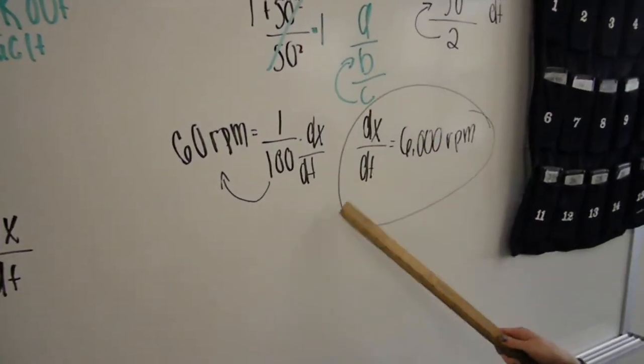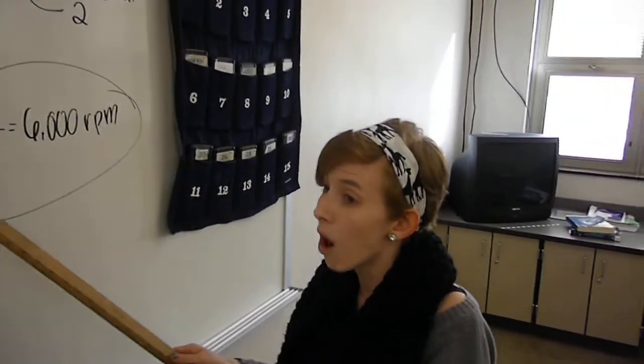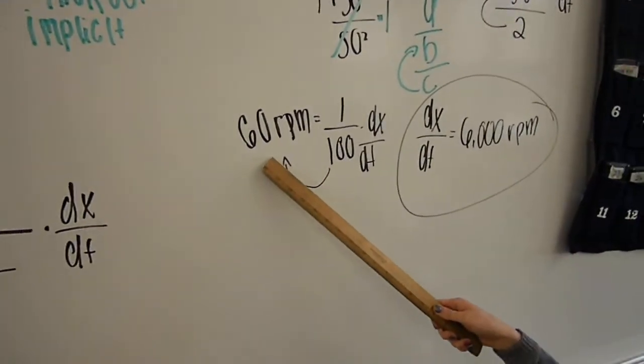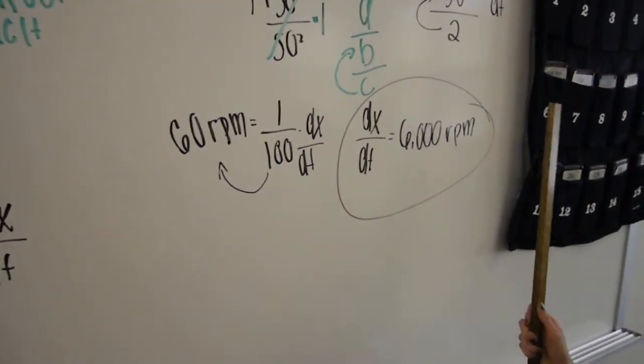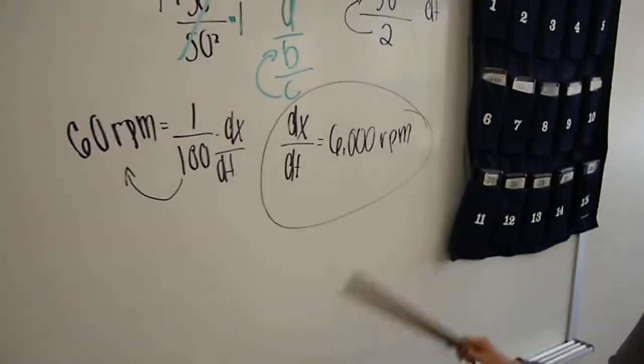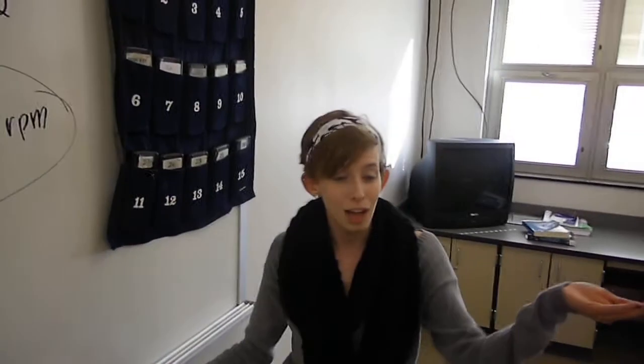You're still trying to find dx dt. That is your goal. That is your speed along the wall. That's what you're trying to find. So you're going to bring that 100 over. You're going to multiply it. So it's going to be 6,000 pi. And finally, you're there. You made it through the problem. You found your dx dt.